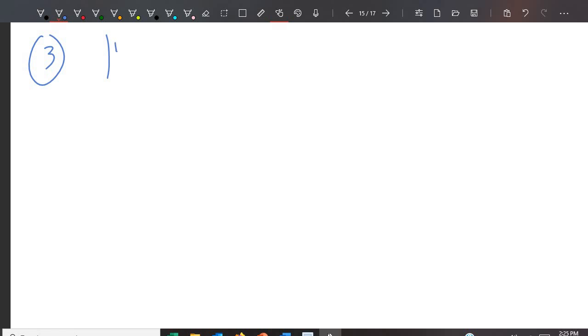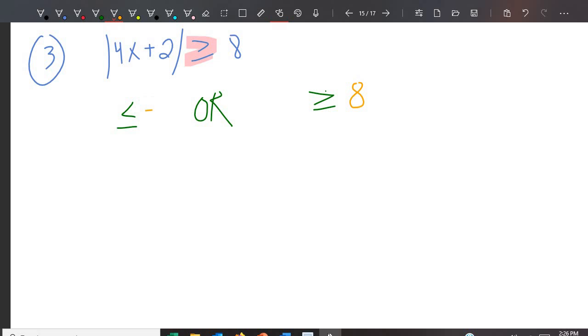Let's do 4x plus 2 greater than or equal to, I don't know, 8. So again, it's greater than or equal to, so it's an OR problem. Less than or equal on the left, greater than or equal on the right. It's an 8, so we put positive 8 on the right, negative 8 on the left. The only other option we have is the 4x plus 2, so that's going to go on both sides.